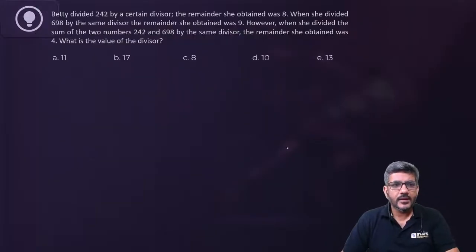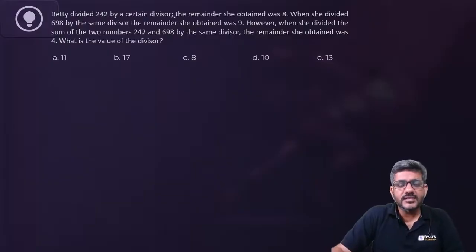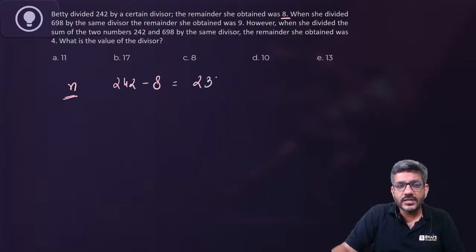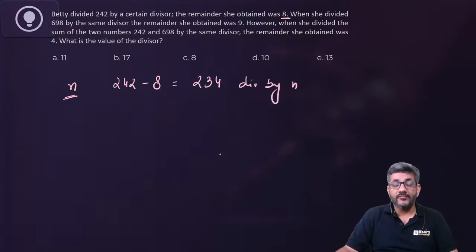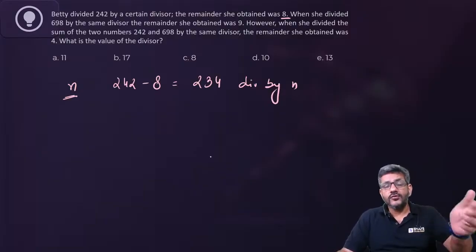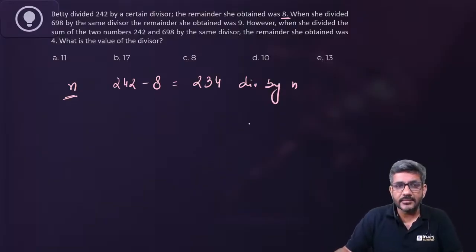Let's see. Betty divided 242 by a certain divisor. The remainder she obtained was 8. So whatever the divisor is, let us say the divisor is n. She divided 242 by n. She got a remainder of 8. So can I say 242 minus 8, that is 234, is divisible by n, right? If by dividing 242 you get a remainder of 8, it means 242 minus 8 is divisible by that number.